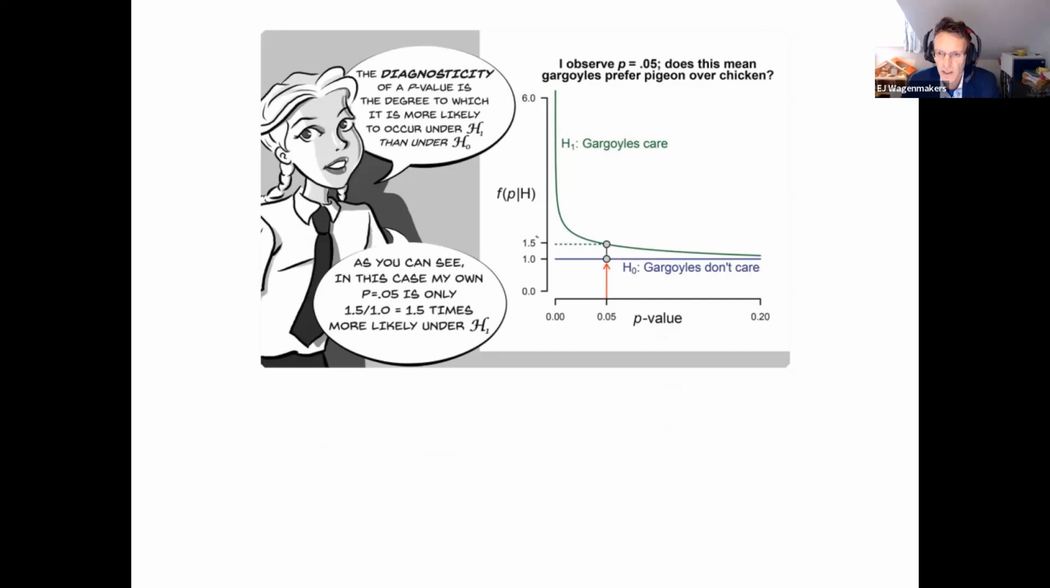So in this case, you see the distribution of p-values under the null, you see it under the alternative, and the diagnosticity of that p-value of 0.05 is simply the ratio of the height of the curves. So that p-value of 0.05 is only 1.5 times more likely under the alternative than under the null, and that's simply not very impressive. Okay, so far so good.